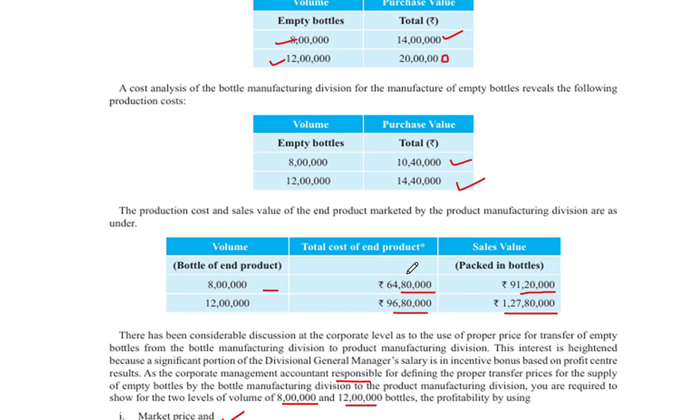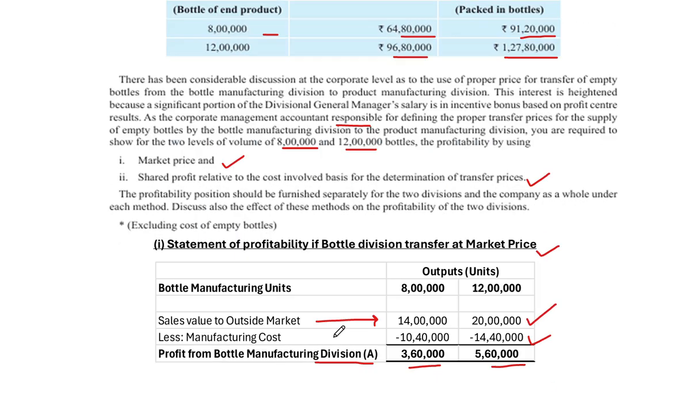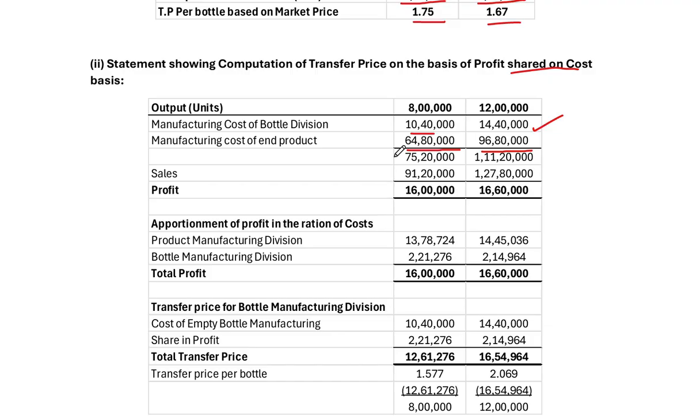In the question we can see the costs are given as per the respective units. Now we will calculate the total cost. Total cost is 75 lakh 20,000 and 1 crore 11 lakh 20,000. Now we will subtract this from the sales. Sales are also given in the question: 91 lakh 20,000 and 1 crore 27 lakh 80,000. So the overall profit will be 16 lakhs and 16 lakh 60,000.